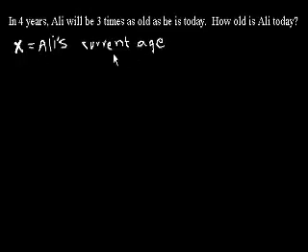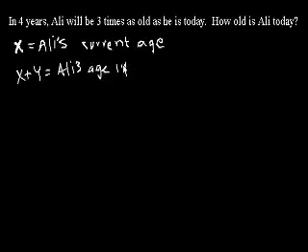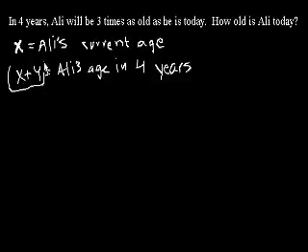If X is Ali's current age, and here we say in 4 years, so how old is Ali going to be in 4 years? Well, if X is his current age, in 4 years he's going to be X plus 4 years old. So that is equal to Ali's age in 4 years. Let's read what other information there is in the problem. It says in 4 years, so in this situation, that's X plus 4.